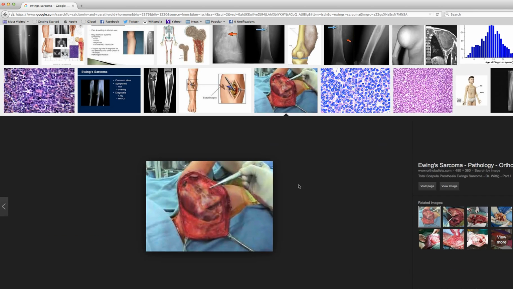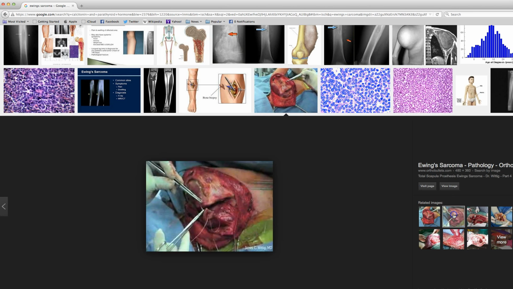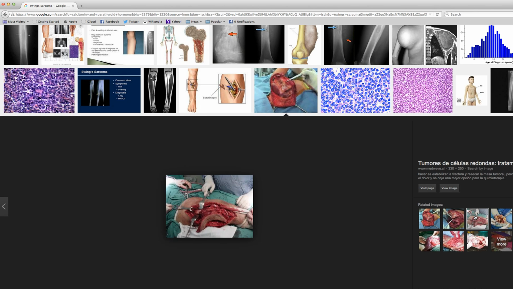Here's a good photo showing you a picture of it. They're taking out the cancer chunk. That's going to be that thigh bone.